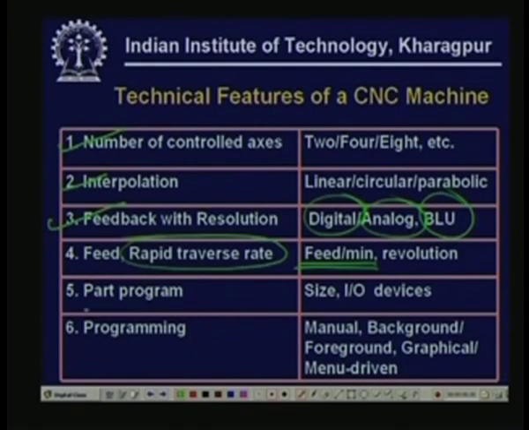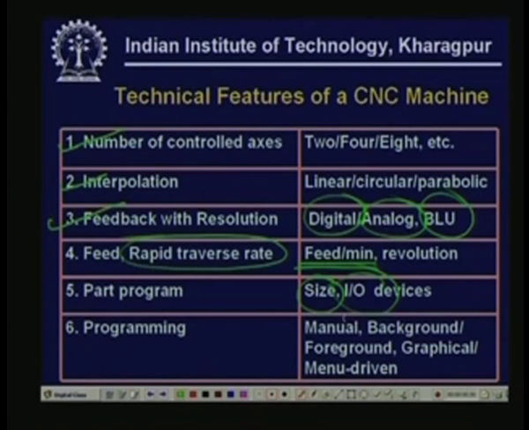Then the kinds of part programs that are used to program it, the maximum size, IO devices, and various program parameters. Also some programming parameters, that is, if the operator or some engineer wants to develop a new program, then how easy it is, and how it is to be loaded. There can be various methods, for example only manual, or background, foreground.